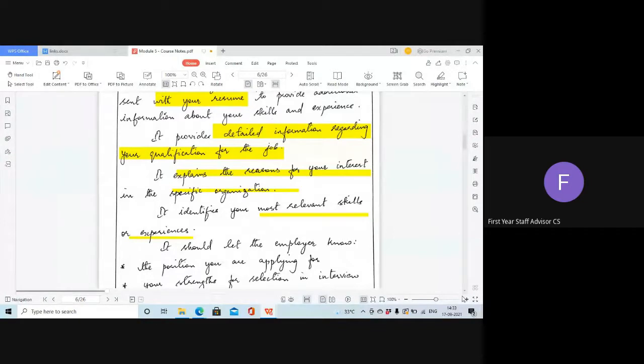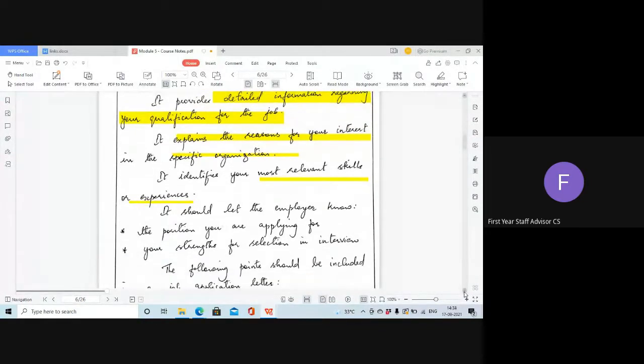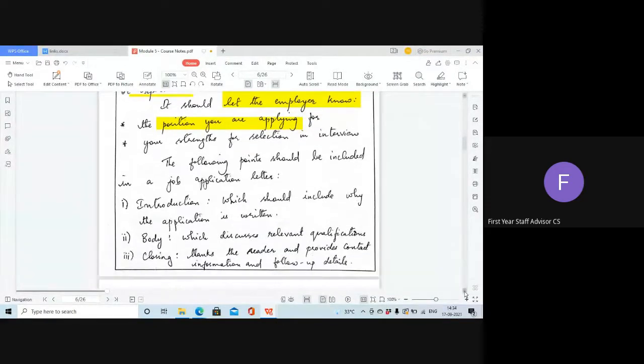Whenever you're writing a letter, it should let the employer know about the position you are applying for. So in that letter, you have to specify for which position in that organization you are applying. Also, your strengths for selecting you for an interview in that organization. Now, the following points should be included in a job application letter. What are the points that you should include?